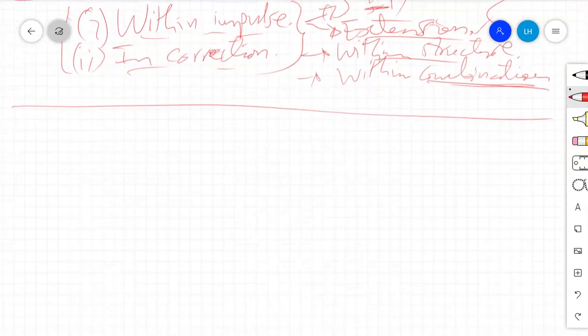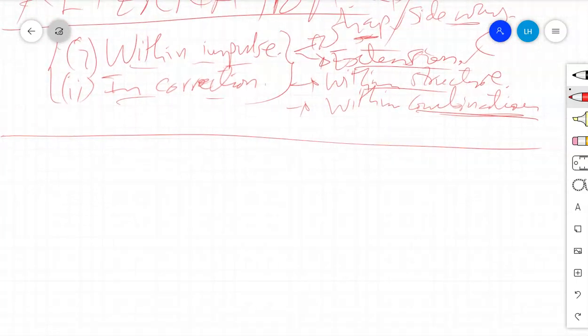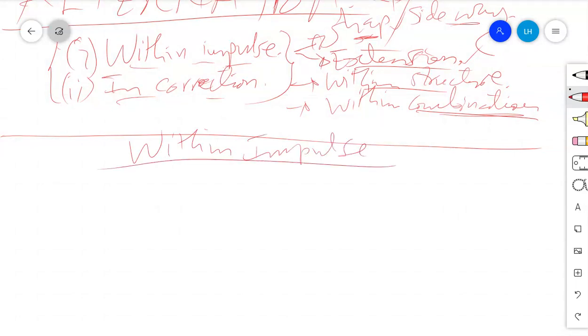Now let's start with the first thing, the issues within an impulse. Now let us see alternation within an impulse. My handwriting is somehow not so good, but you can read it. It's not so hard to read, but make sure that you listen a lot, because there are a lot of things that I'll be talking about but not writing there. Now, let us see alternation within an impulse.